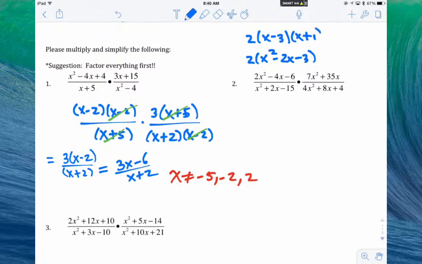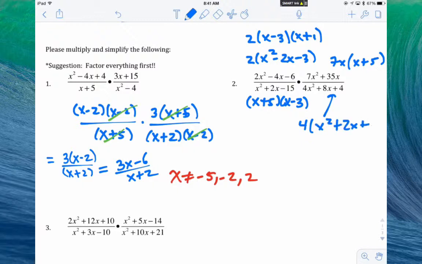We see that our factoring skills are going to be so prevalent in this section. So just a note, our denominator looks like x plus 5 times the quantity of x minus 3. Our other numerator looks like we've got a common factor of 7x here, so we can write that as 7x times the quantity of x plus 5. And our bottom right denominator looks like there's a common factor of 4 times the quantity of x squared plus 2x plus 1, and that is going to fully factor with 4 times x plus 1 times x plus 1.